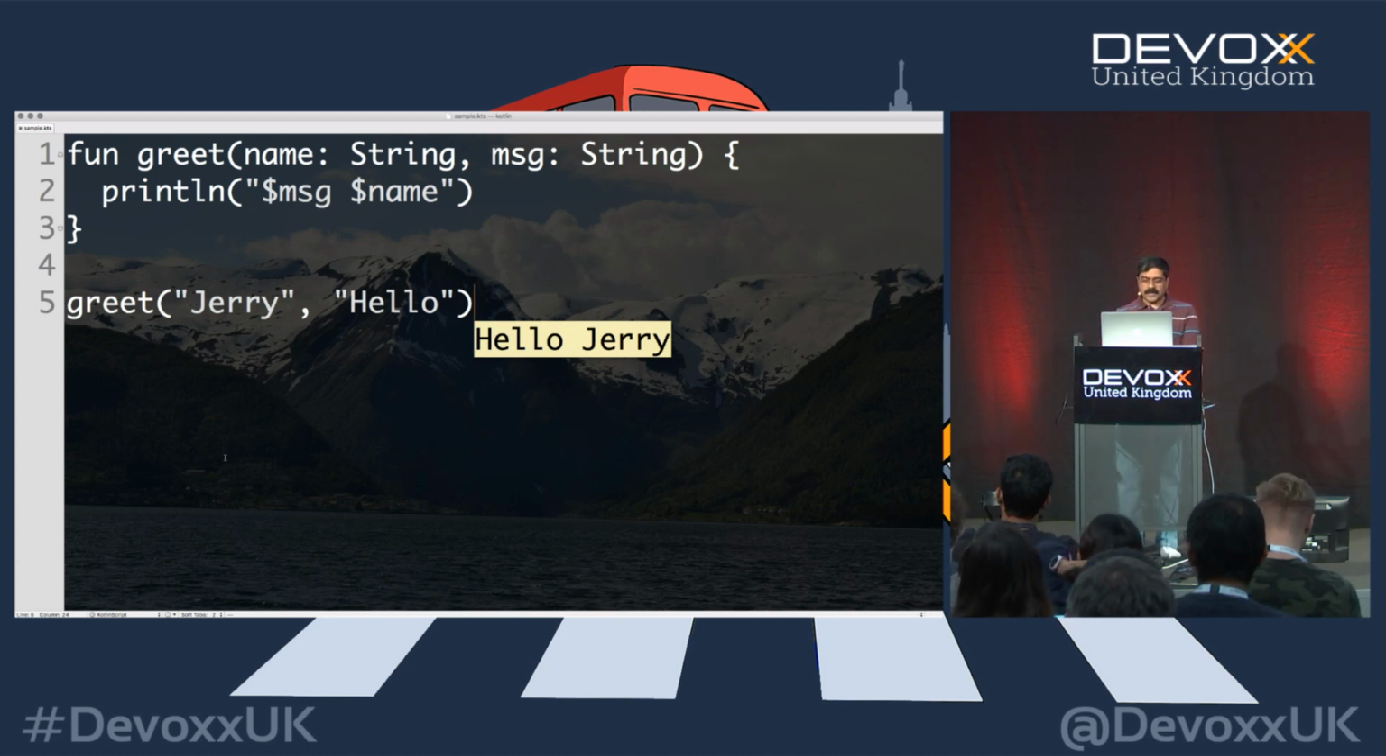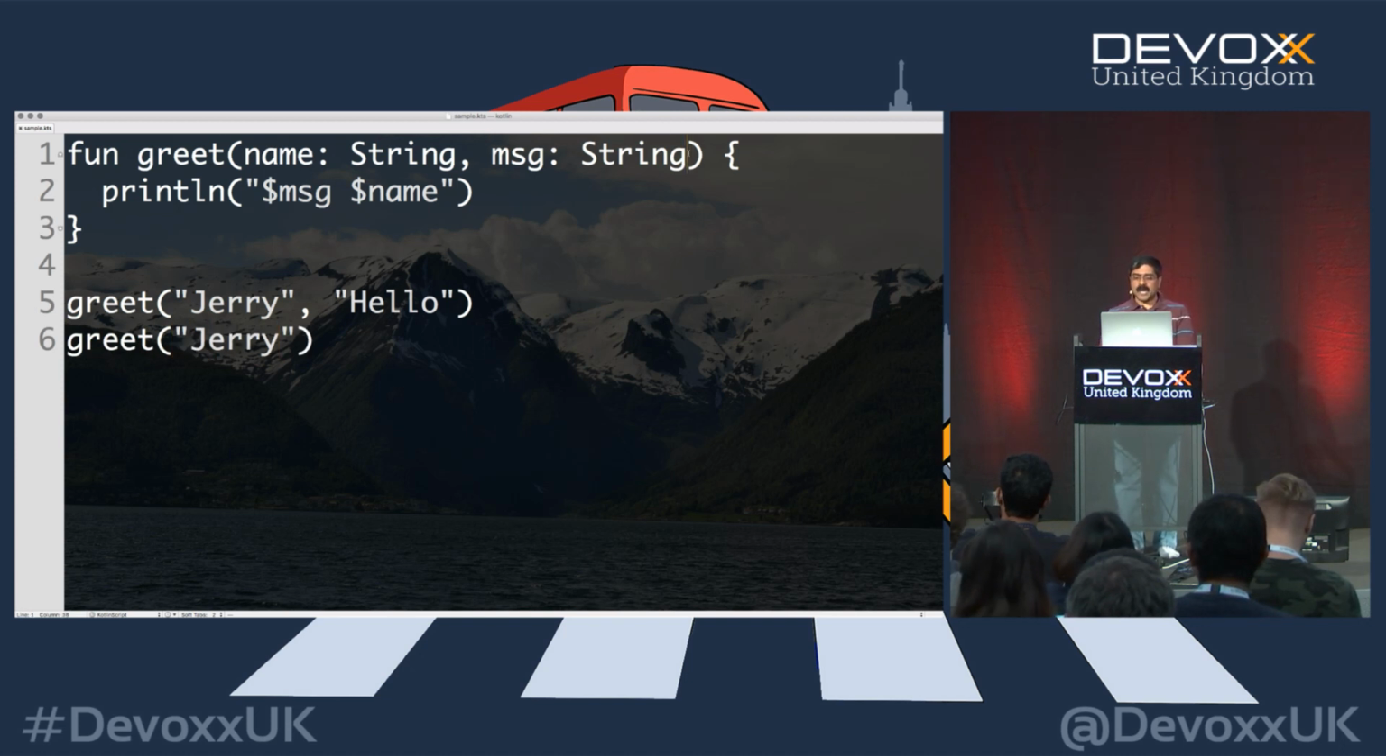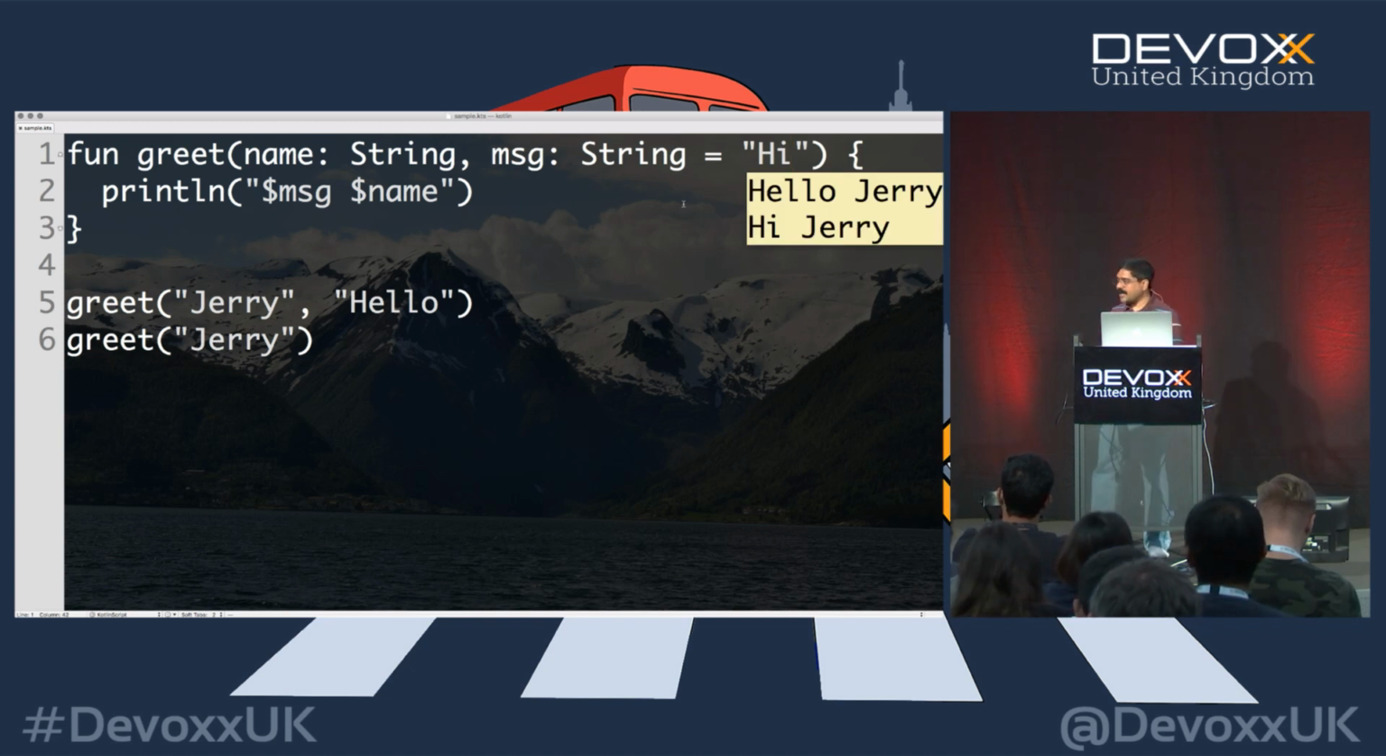But I can also go a step further and I can call the greet method and pass Jerry. But notice, I'm not going to pass the message. I want that to default to the value of hi, as you can see. So this time around, it says hi, Jerry.